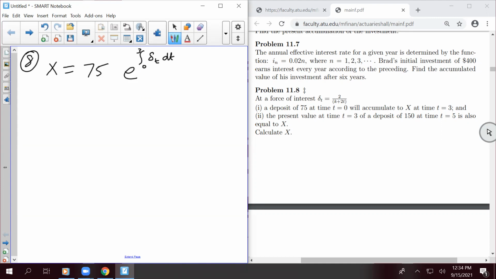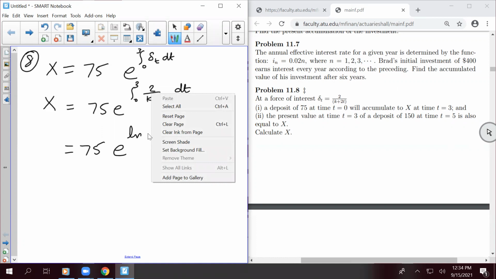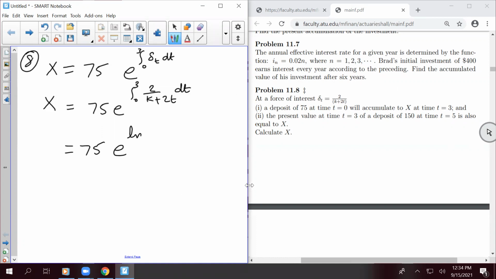Okay, so x is equal to 75 e power the integral from 0 to 3. Let's substitute the delta t. That's 2 over k plus 2t, where k is a constant. So what will be the integral of 2 over k plus 2t? When you do the u substitution, you pick up the 2 with the derivative, and so it will just be ln of k plus 2t. So 75 e power ln of k plus 2t.